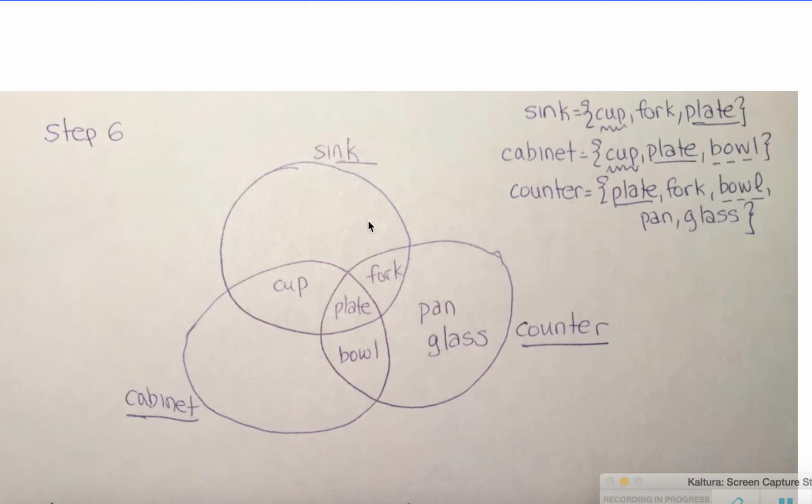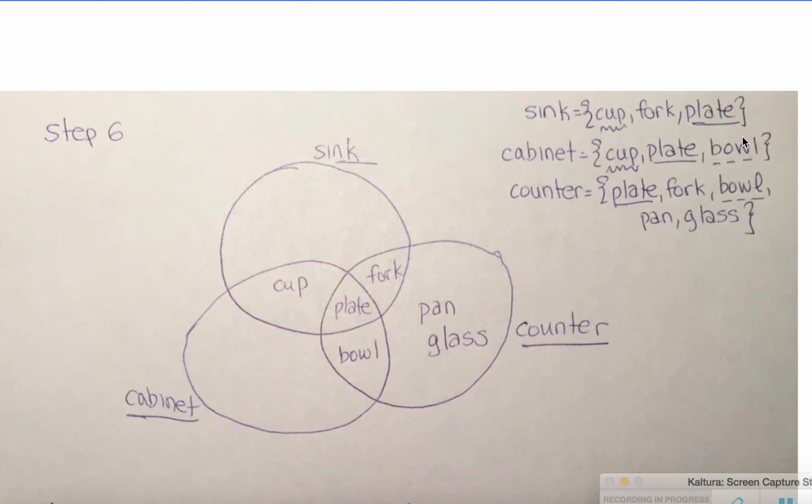And we just fill out the rest of the circles with the remaining elements. So the sink, we have all 3 elements written, nothing else to fill out here. But for the counter, we have written a fork, a plate, and then let's look at this, the bowl. Okay, the next one is the bowl. Does the bowl belong to another set? Well, it does.